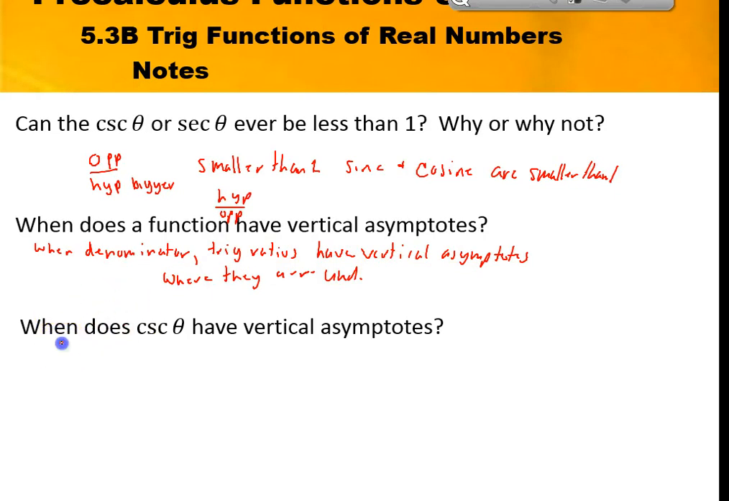So at the whole pi's. Okay, so cosecant has vertical asymptotes at the whole pi's. And you know, this is the Greek letter pi, so it's pi, not pie, like the pie that we eat. Cosecant would have vertical asymptotes anytime that sine is 0, and sine is 0 at the whole pi's, so that means cosecant has vertical asymptotes at the whole pi's.